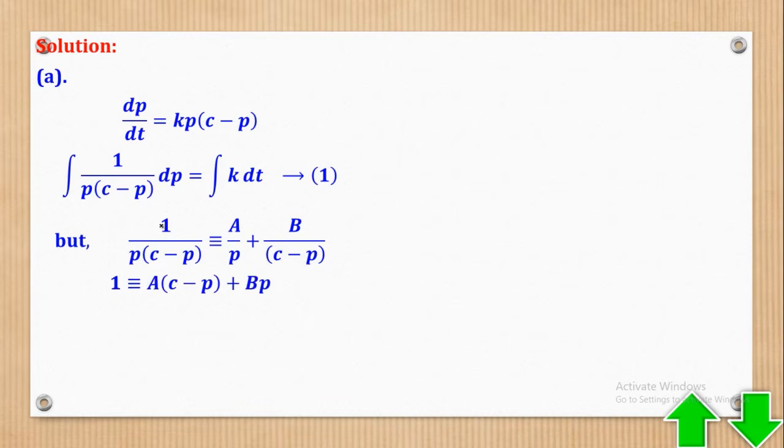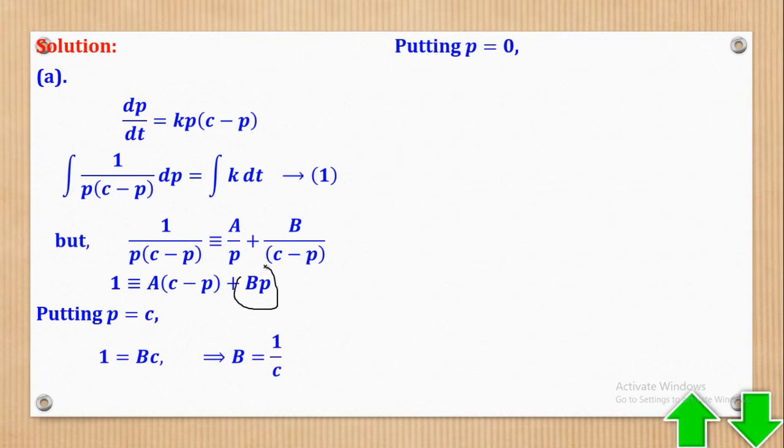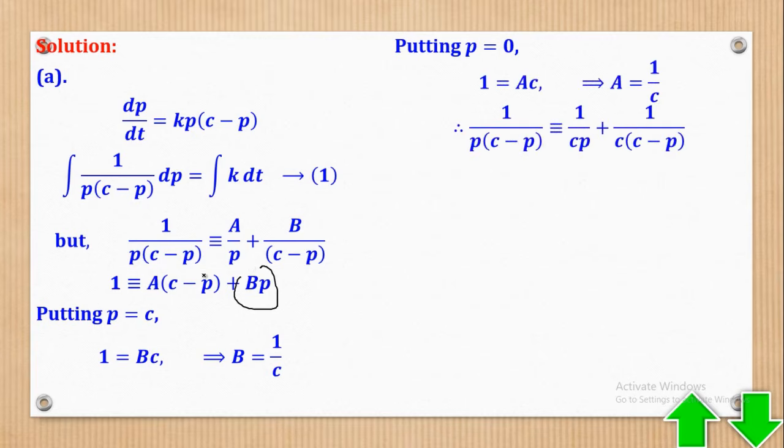But we're interested in the numerator, so the numerator of this is that. For this to be this times this, which is this, and this times this, which is that. So hope by now you have mastered partial fractions, because the video on partial fractions is still on this platform. Now putting P equal to C, the whole of this will cancel, therefore B will be equal to 1 over C. Also putting P equal to 0, the whole of this will cancel, implying that A is equal to 1 over C. Therefore the partial fraction for this is given by that.